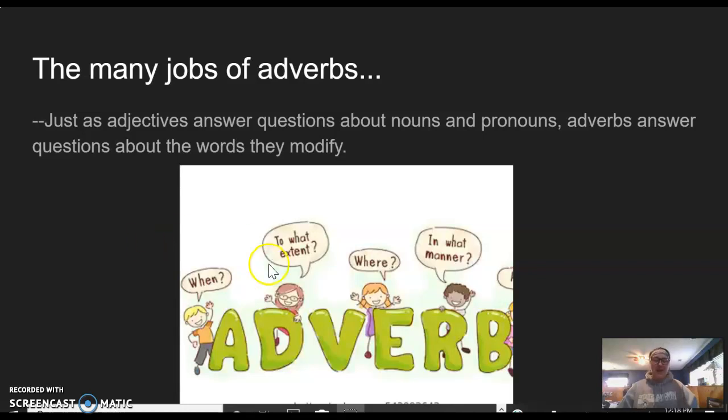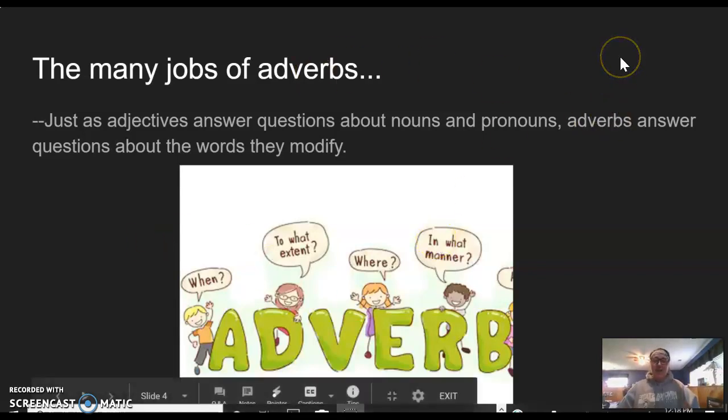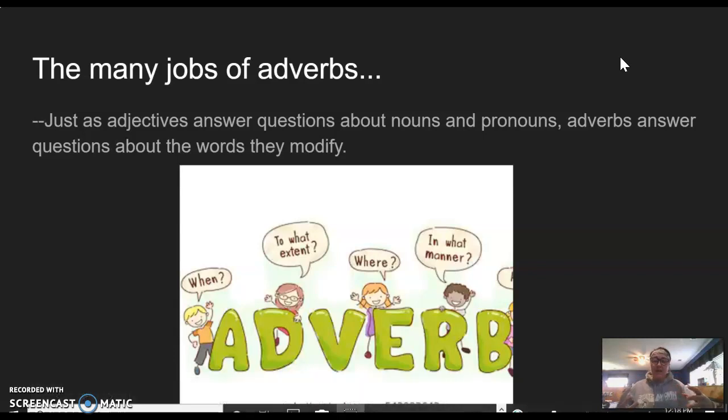Anyway, so adverbs do a variety of things. Just like adjectives kind of have different forms they can take, adverbs do as well. There's no way that we can really put the adverbs into categories like we did for the adjectives, just because there are so many different ones. And the difference with adverbs is that they all kind of do different things. Whereas adjectives are all doing describing, adverbs are also describing, but answering different questions. It'll make more sense once I get into it. So just as adjectives answer questions about nouns and pronouns, adverbs answer questions about the words they modify. They will tell you when, to what extent, where, and in what manner.